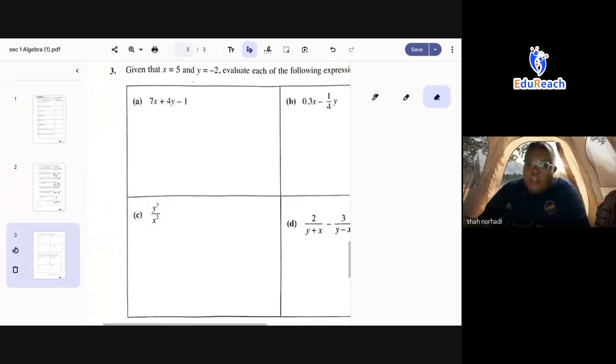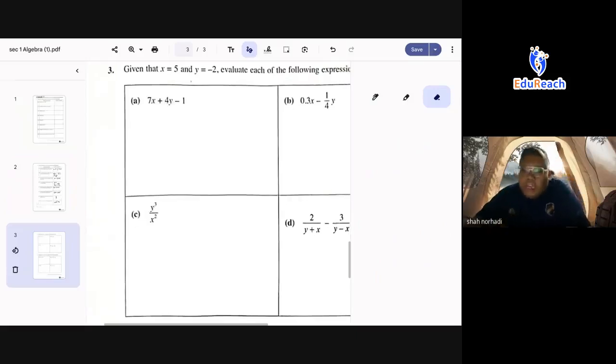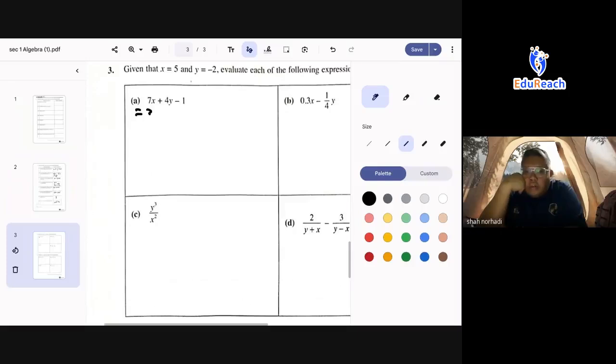Now here you need to evaluate. Evaluate means you put in the value. They are going to give a value to your unknown. The question says given that x is equal to 5 and y is equal to -2. So how do you put in the values to solve the expression? First you need to write it down. I don't advise you to straight away multiply like that because you can't check. Now I'm going to show you first step first.